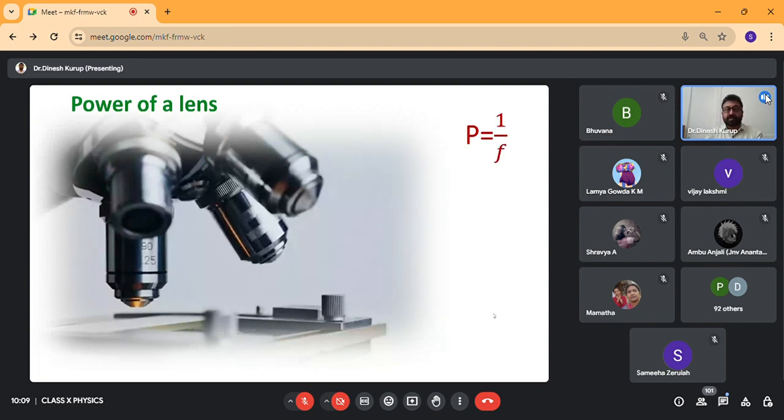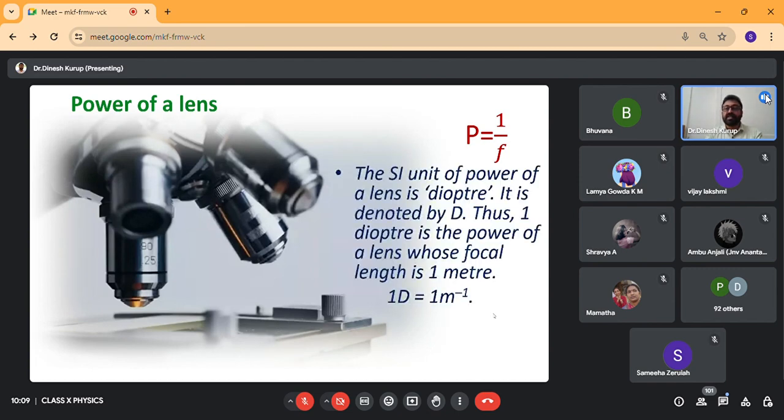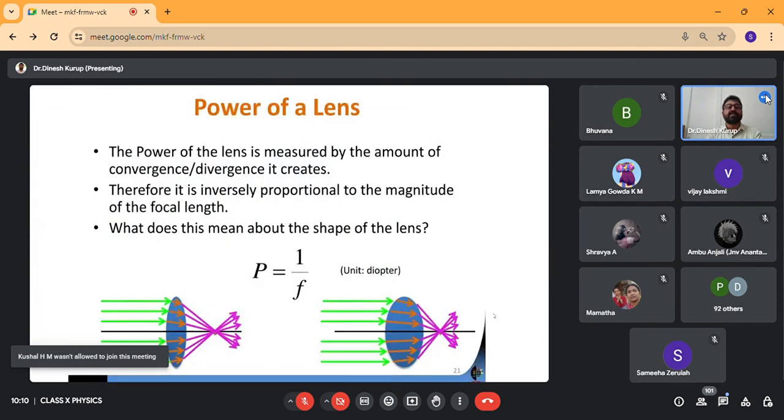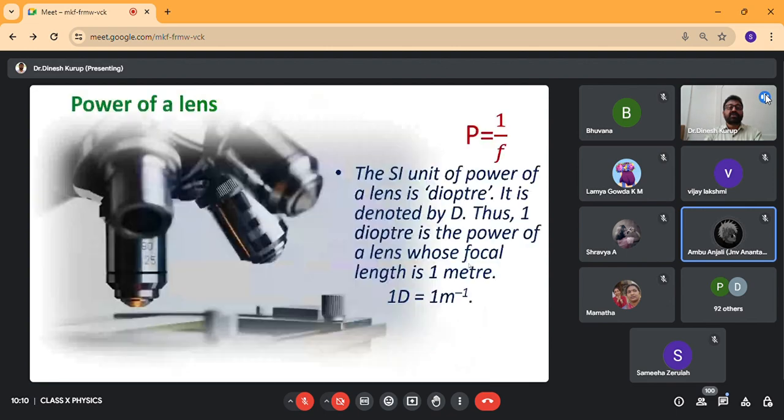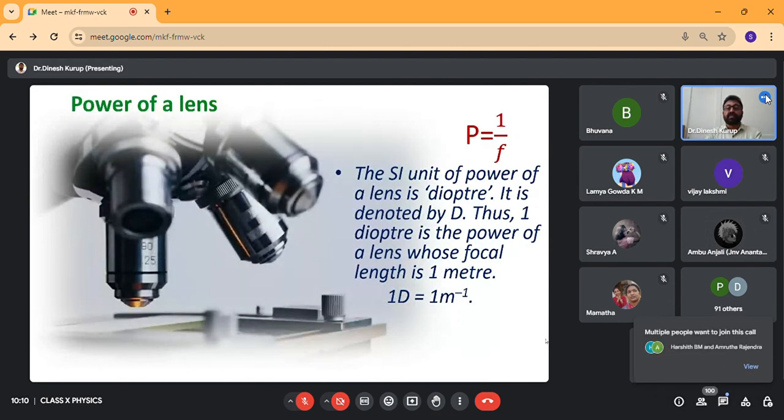Okay, now let us see the power of a lens. Power is represented as the inverse of focal length. The focal length is to be expressed in meters. So if the focal length is 10 centimeter, it should be converted into meter: 10 centimeter equals 0.1 meter. So the power will be 1 by f, which is 1 by 0.1, so it will be 10 diopter. Can you hit the last line? Please write it down. Yeah, sure.